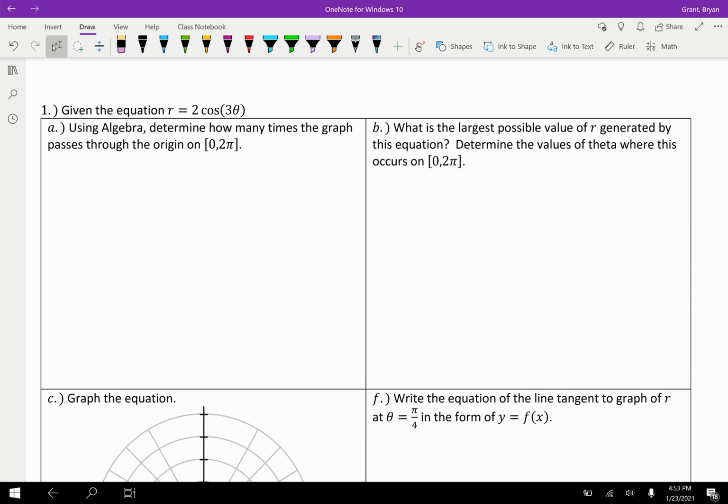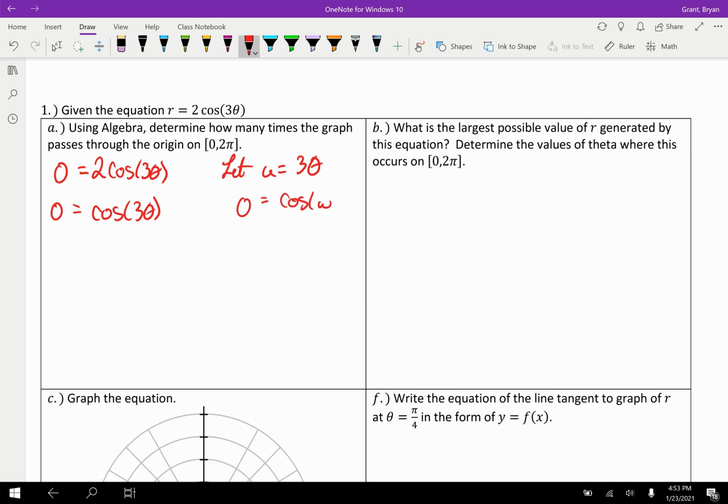All right, we're back. That gave you a nice chance to practice your u substitution. So we set r to 0. Cosine of 3 theta. Quick little u substitution over here. U is going to equal 3 theta. I'm not changing colors because we're good at this by now. We also divide by 2. And so we find that 0 equals cosine of u. Where's cosine 0 though? I think cosine is 0 at pi over 2. So we find that u is going to be pi over 2. Then the next one is 3 pi over 2.